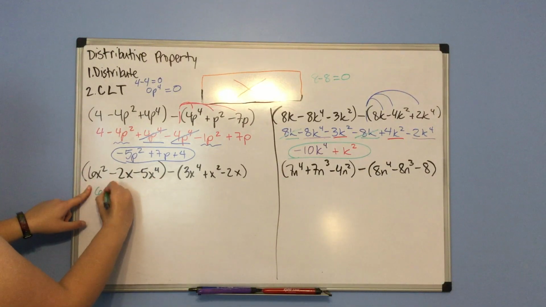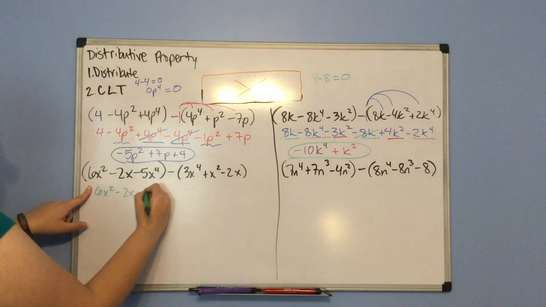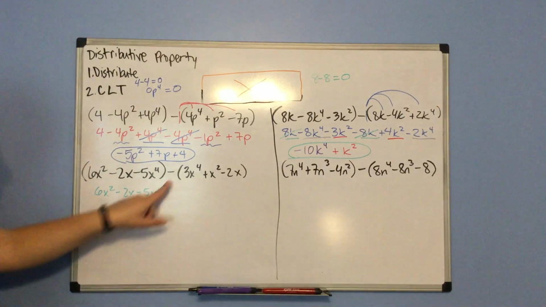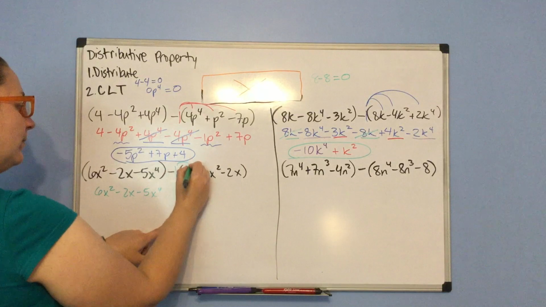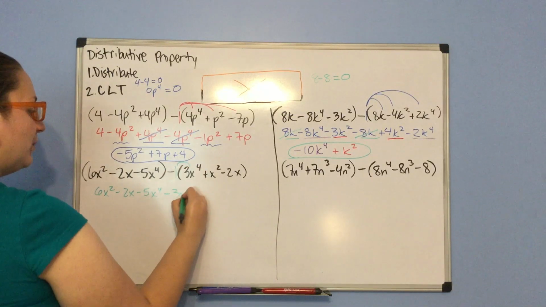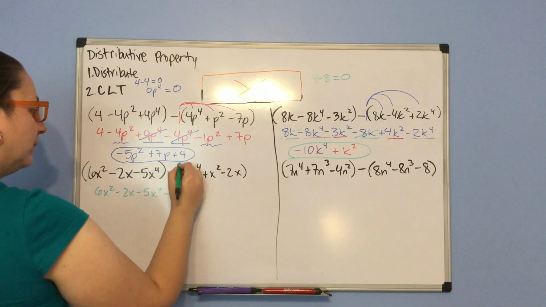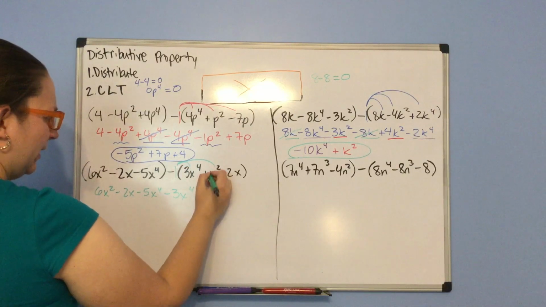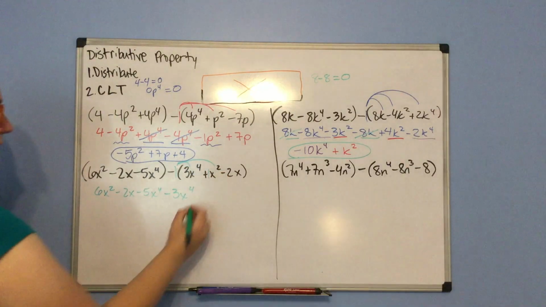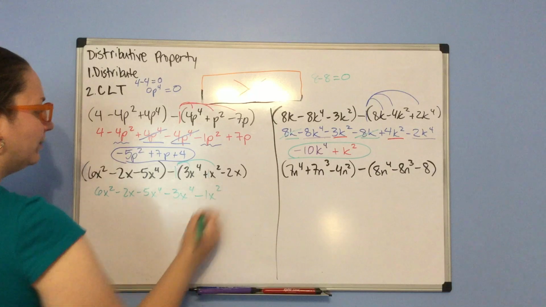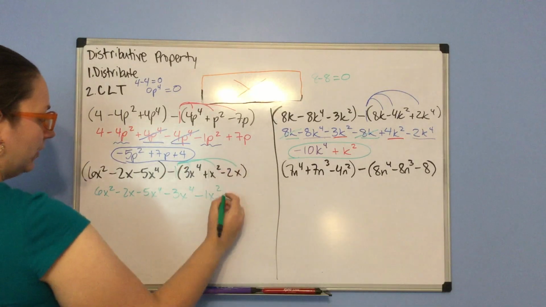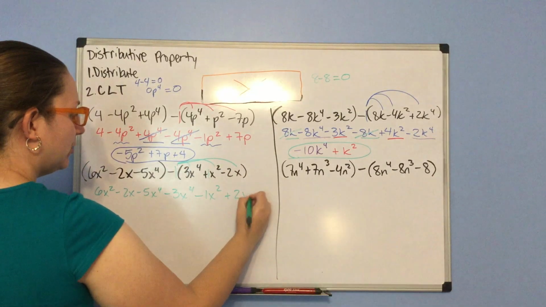Let these guys out of this set of parentheses. Distribute a -1. -1 times 3 gives me -3x to the 4th. -1 times x, or 1x, however you want to think of it, is -1x squared. -1 times -2 is +2x.